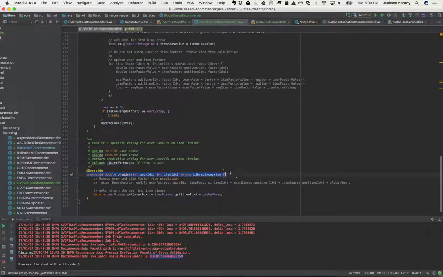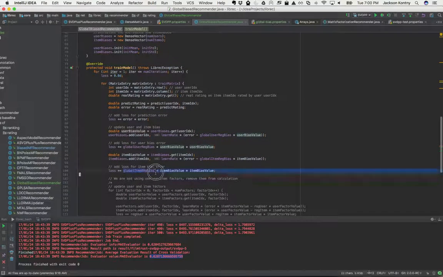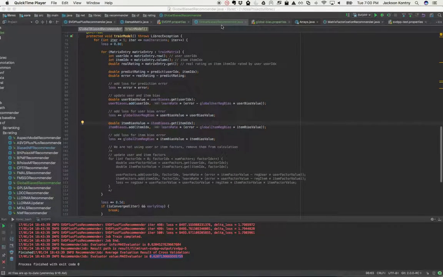And so our prediction here also does not include the user or the item factors. Instead, it is just using the sum of the user biases, and the item biases, and the global mean. The user and item biases are the same as they were before, except now they are using the global regularization bias instead of the original term. And that occurs here and here for the user, and it happens on the computation of the loss and on the computation of the new bias for the item as well. So that's the whole kit and caboodle.